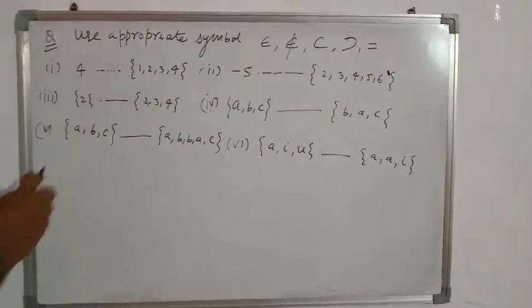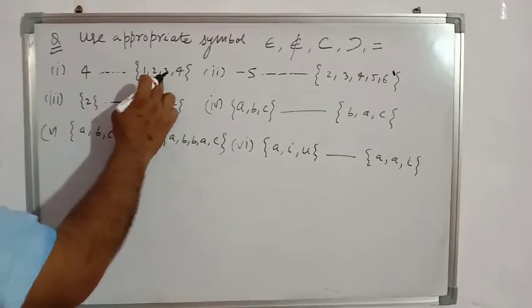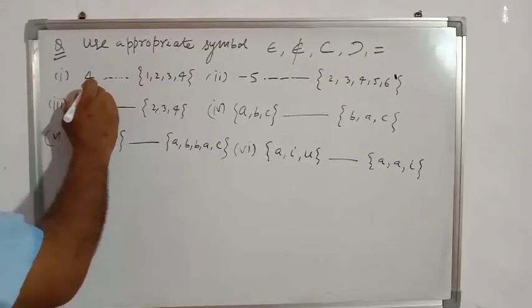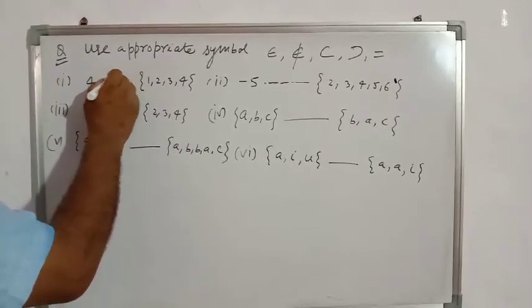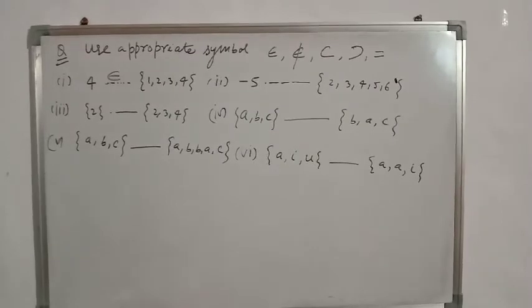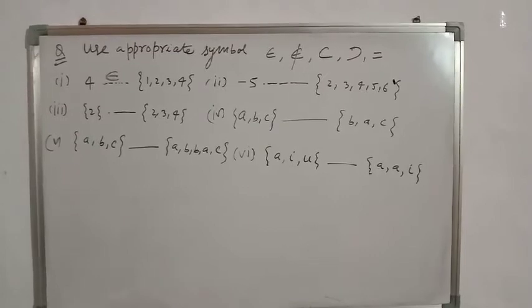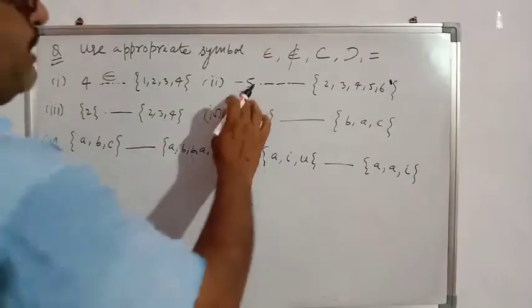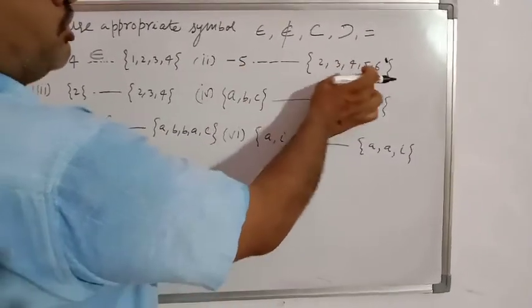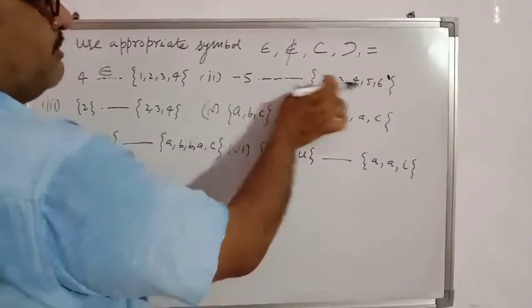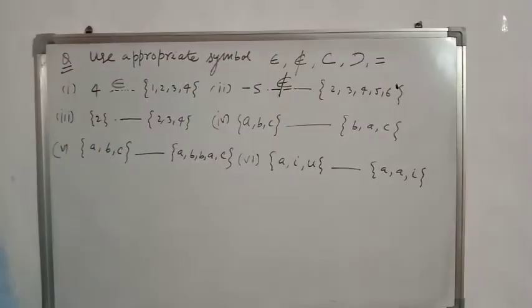So see the first one. 4, we have to fill here. The set is 1, 2, 3, 4. So we see that 4 is an element of this set. So we can write here 4 belongs to this set. Belongs to means 4 is an element of this set. See the next one. Minus 5. Here the set is 2, 3, 4, 5, 6. Minus 5 is not an element of this set. Minus 5 does not lie in this set. We will write here this symbol, does not belong.